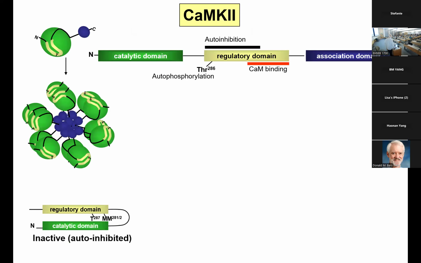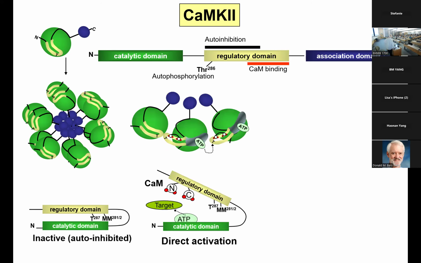So a quick primer on CaMKII. It's a dodecamer structure, and each monomer has a regulatory, catalytic domain, and an association domain. It normally sits in an inactivated, auto-inhibited state where the regulatory domain inhibits the catalytic domain. But when calcium calmodulin comes along, it opens it up so that the catalytic domain can phosphorylate targets.